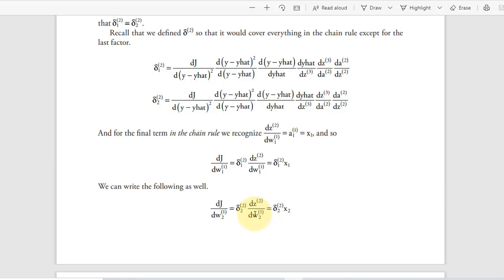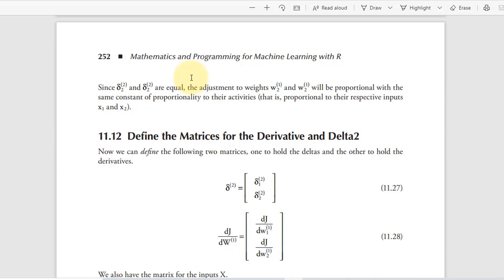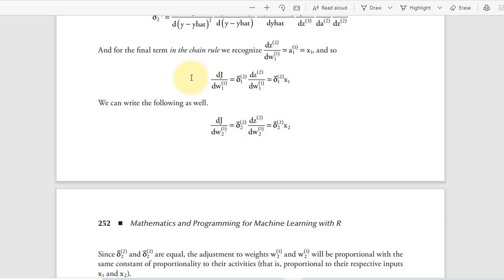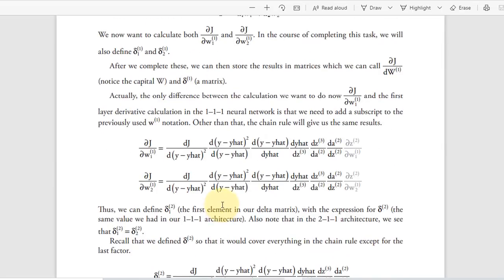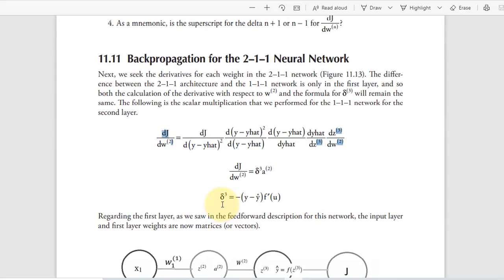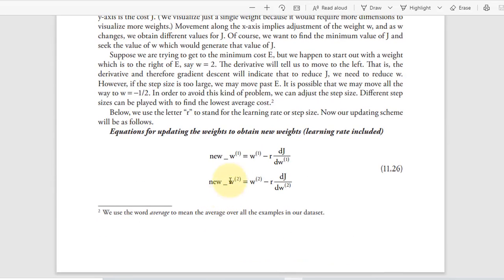So don't get confused about this delta. Okay, and then we can do all of this with matrices. But anyway, we've covered the basic idea now. So that's the basic idea. We want this because we're going to use those to update the original weights like this.